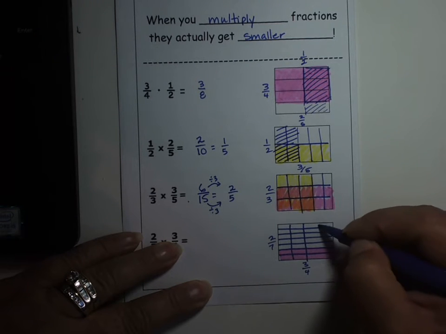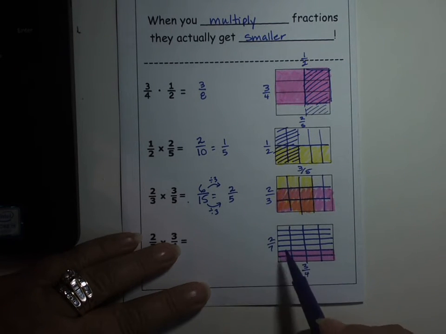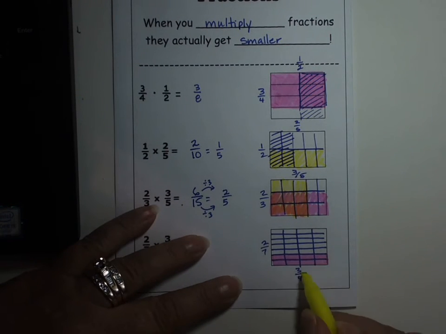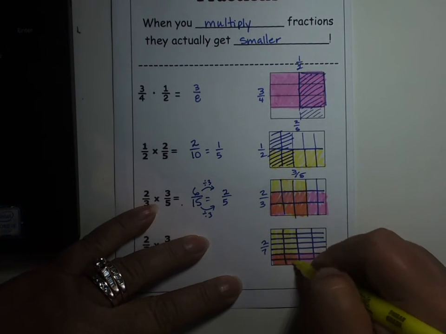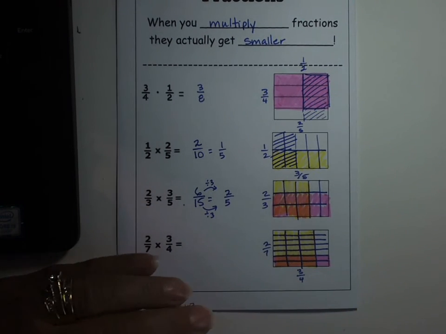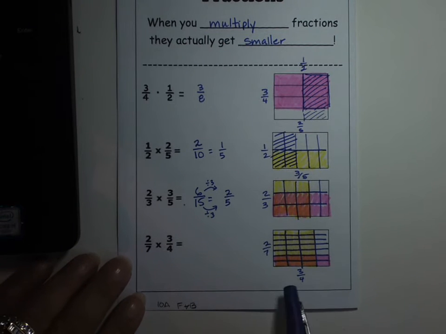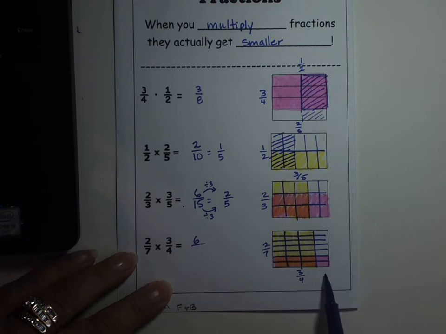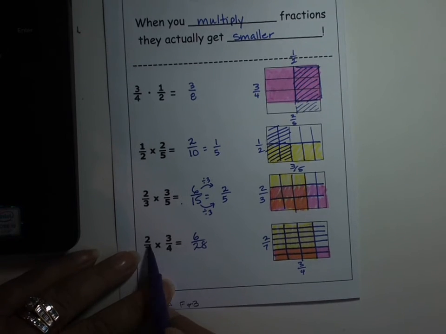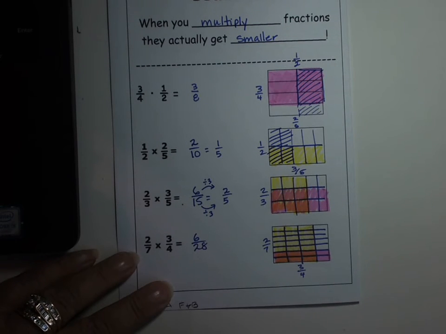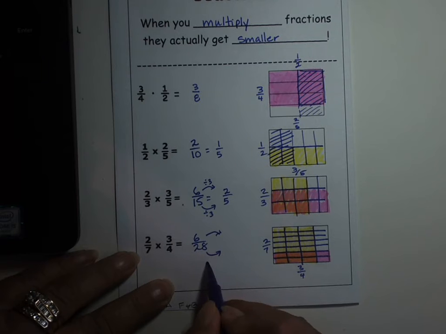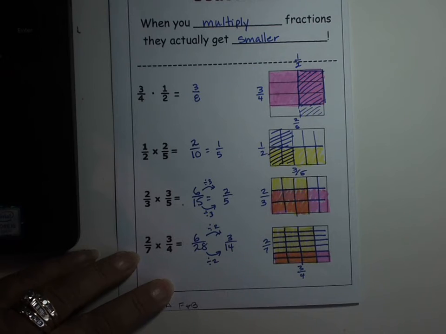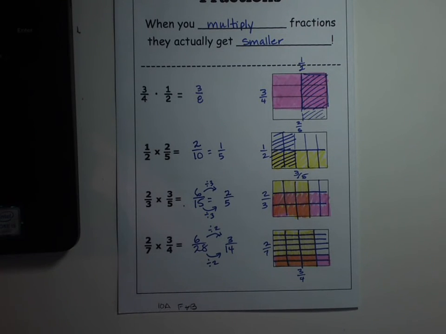1, 2, 3. When I multiply them all, let's use another color. I'm going to do 3 out of the 4 columns, all of this. And where do they overlap? They overlap right here in 2, 4, 6 boxes. 6 boxes out of 28 boxes. 2 times 3 is 6, 7 times 4 is 28. Both of these are divisible by 2 because they're even. That's 3/14.